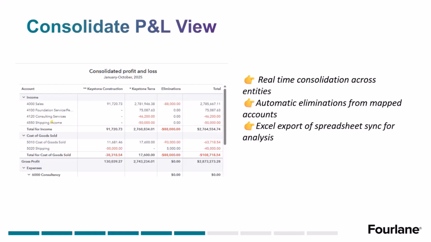The system recognizes your mapped intercompany accounts, those due to and due from relationships we created during setup, and it automatically eliminates those balances. So when you're looking at your consolidated financials, you're seeing a clean, accurate roll up without intercompany noise. And if your finance team still prefers working in Excel, IES supports that too. You can export this view directly or connect it through Spreadsheet Sync to keep your models live with real-time data. The big takeaway here, you're no longer consolidating after the fact. You're monitoring performance across entities as it happens.